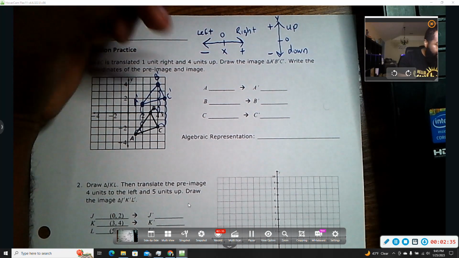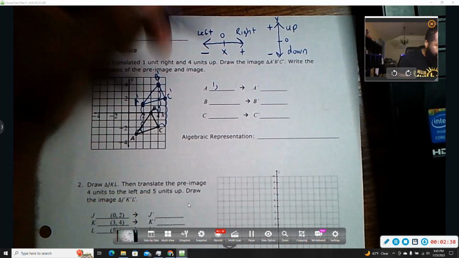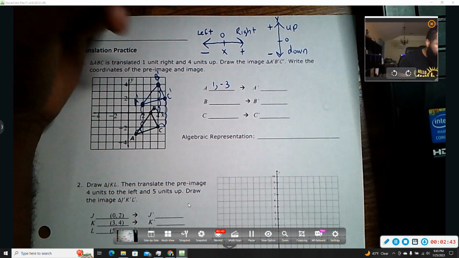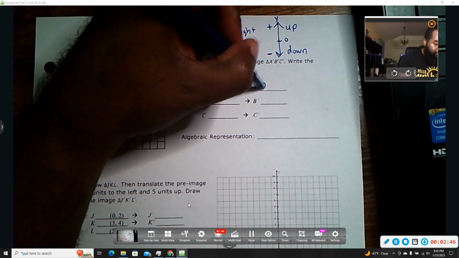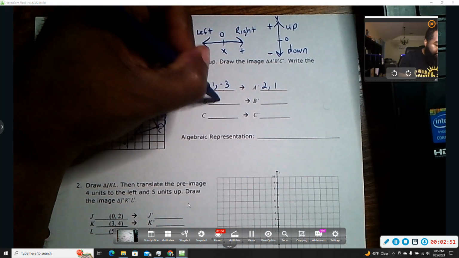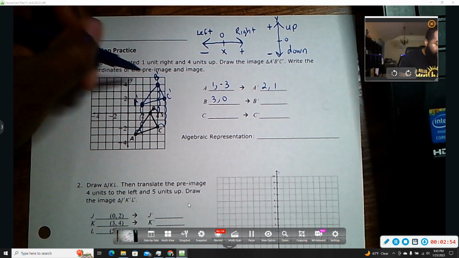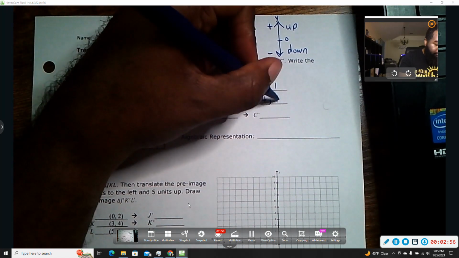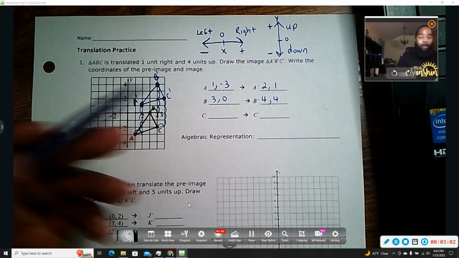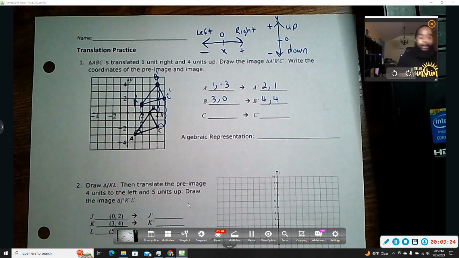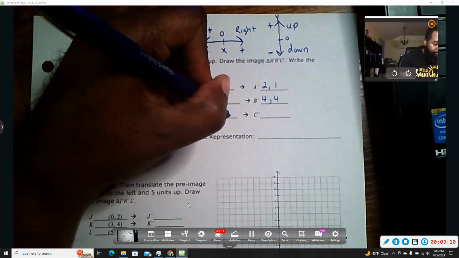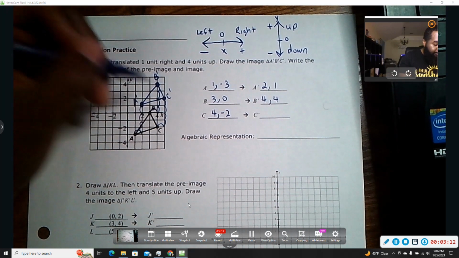So our original A was (1, -3), and our new A is (2, 1). Okay, our B was (3, 0), and our new B is (4, 4). Okay, and we're going to see what that does mathematically in just a second. But our rule already told us what to do, so I'm going to show you how to do that. Lastly, C is (4, -2). Okay, and then our new C is (5, 2).